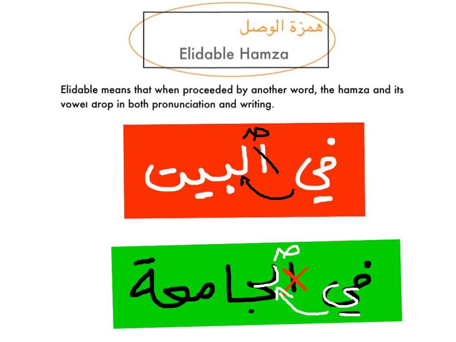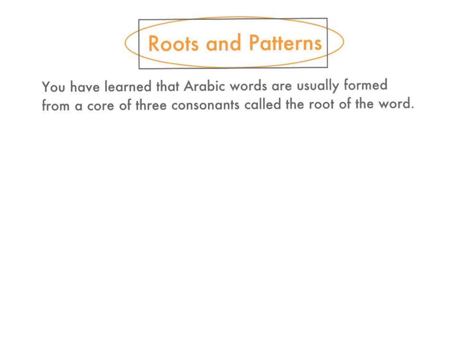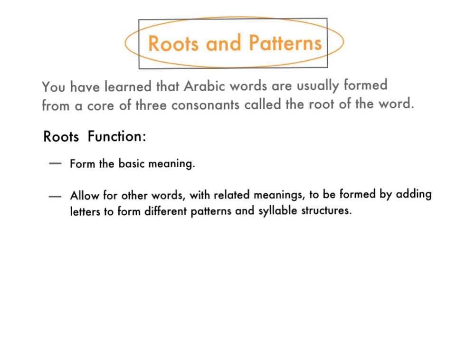For instance, instead of saying fi al-jami'ah, we say fil jami'ah, fil jami'ah. In this section, we talk about roots and patterns. You've learned that Arabic words are usually formed from a core of 3 consonants called the root of the word. We also earlier explained that the root forms the basic meaning and allows for other words with related meanings to be formed by adding letters to form different patterns and syllable structures.